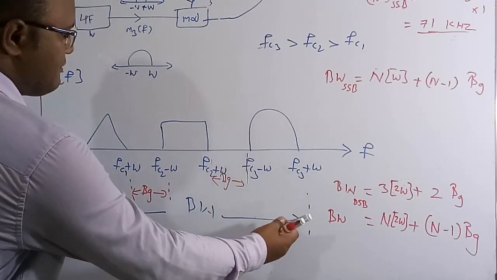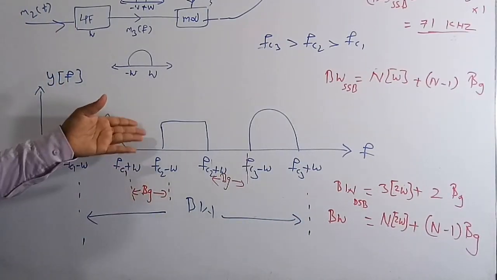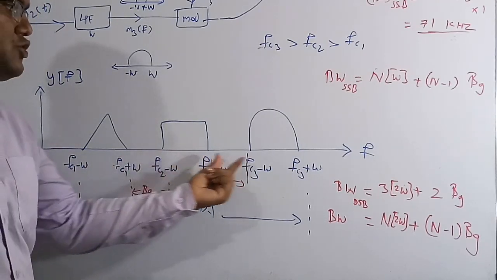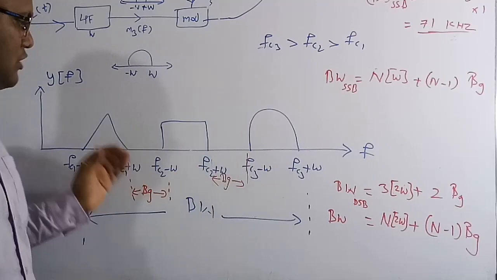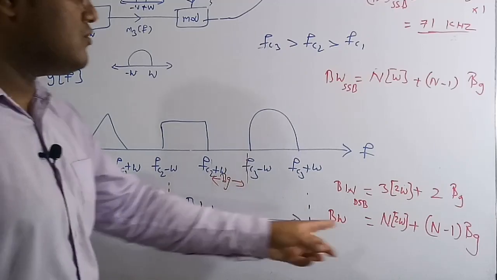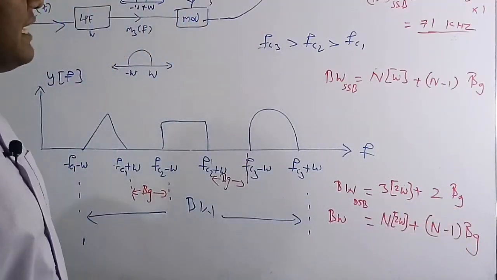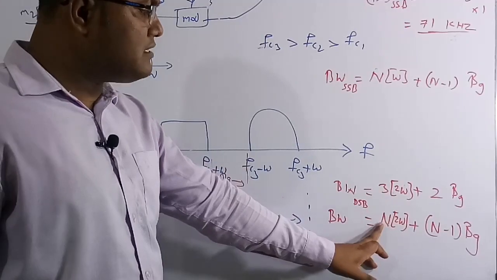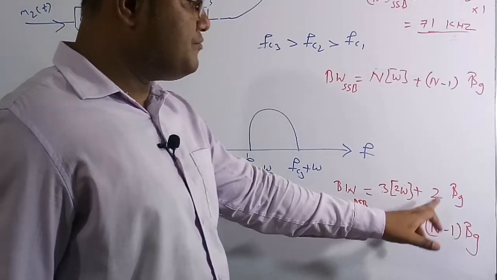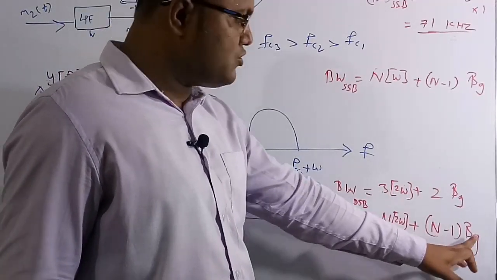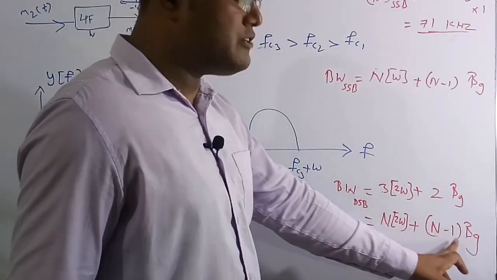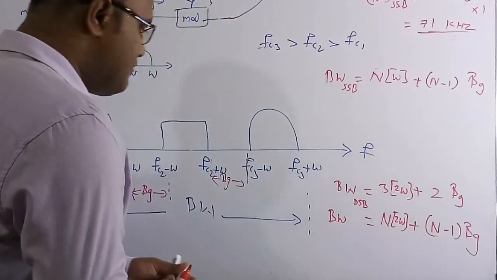Now we need to figure out the total bandwidth of this output signal, the highest frequency minus the lowest frequency. The bandwidth for each signal is 2W. So for 3 signals it is 3 into 2W, plus 2 guard bands. Generally, for n signals it is n into 2W plus n minus 1 guard bands, so n minus 1 into the guard band. Suppose n is 3, then 3 into 2W plus 3 minus 1, which is 2, guard bands. This is the bandwidth for DSB.